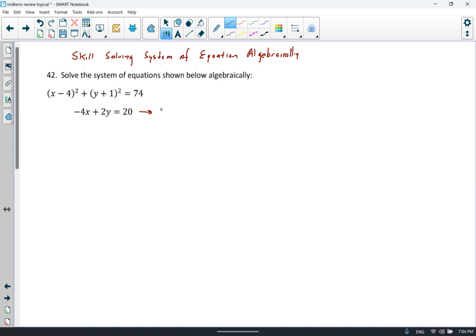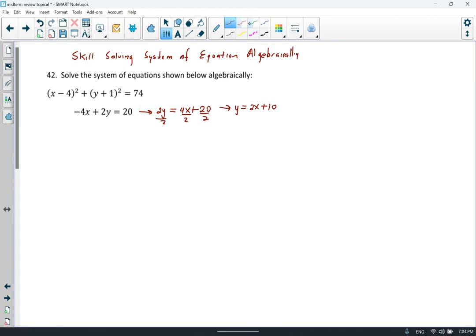So I'm going to add 4x to both sides. That's going to give me 2y is equal to 4x plus 20. I'm then going to divide all terms by 2, and that's going to give me y is equal to 2x plus 10.